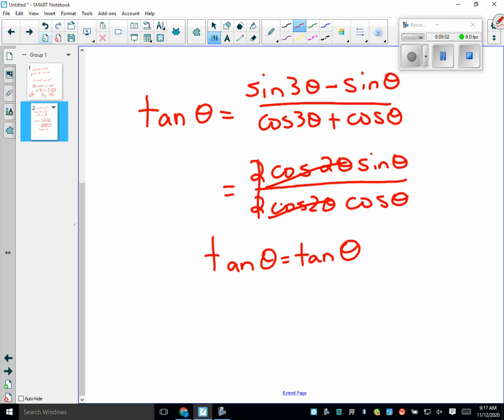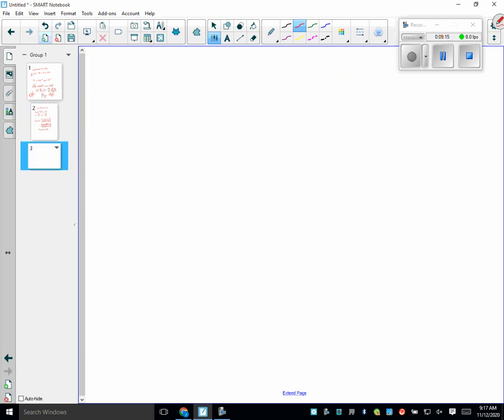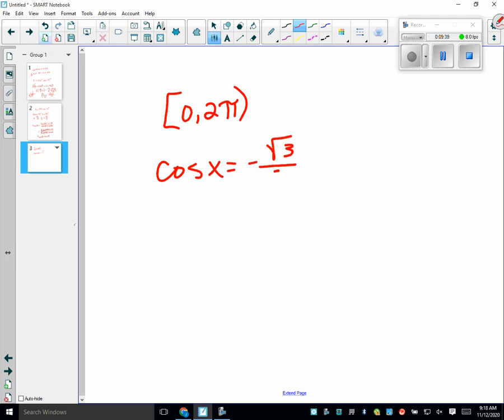We ready to solve equations? That's what's next. Solve the equation. Everything left on the test is solving equations, which we've been doing for a week. So no biggie, right? Solve an easy one. Here is my interval. What if I have cosine x equals negative radical 3 over 2?